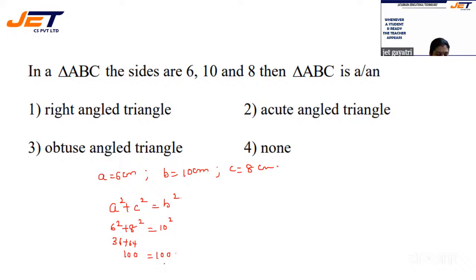So it means that definitely it is a right angle triangle. It is a right angle triangle because A square plus C square is equal to B square in triangle ABC. Alright students, so your correct option must be option 1.